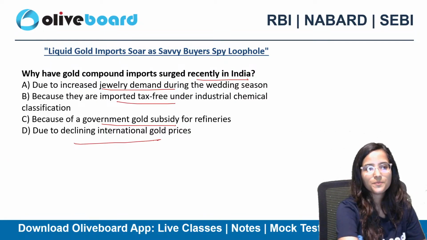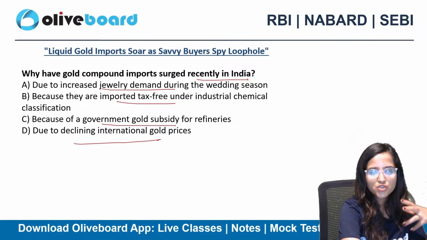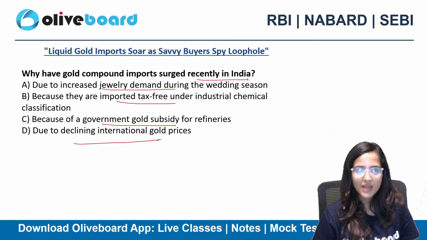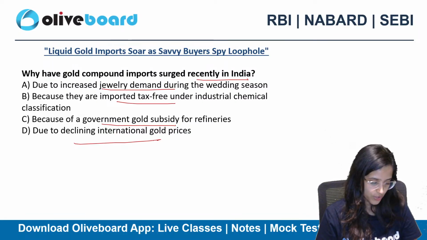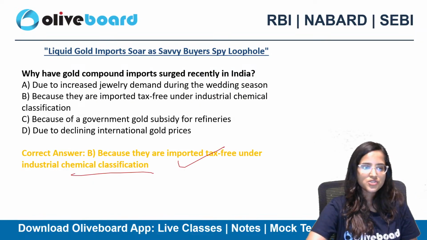So what is the answer? Let's say if you get a question, you will not be able to answer it until and unless you have read the article and understood the article. That is why reading the articles and understanding them holistically is very important. ठीक है? Yes, B is absolutely the correct answer because they are imported tax free under industrial chemical classification. ठीक है? So that is all from my side.